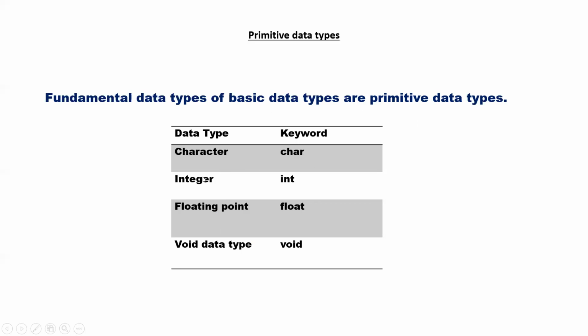Integer is for whole numbers. The keyword is int. Floating point is for fractional numbers. The keyword used is float. Void data type means no data type. Here the keyword is void. We use void when we declare a function. We do not use void when declaring a variable because it is an empty data type, or no data type.